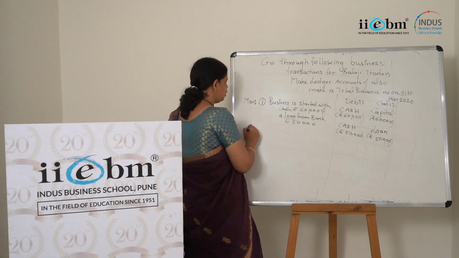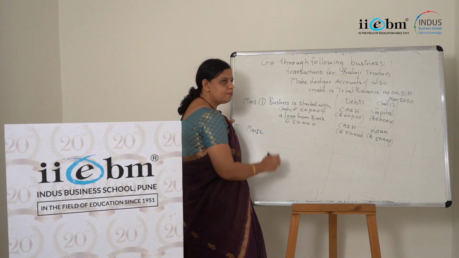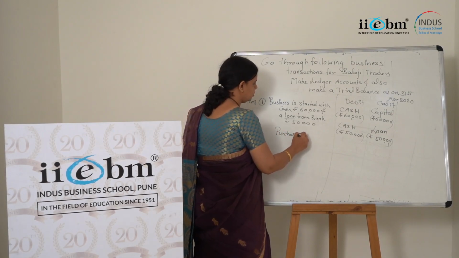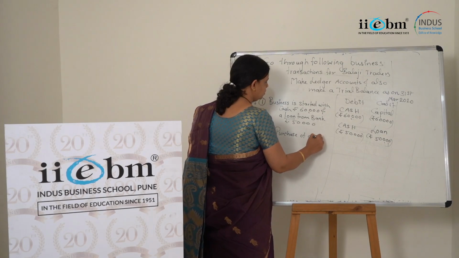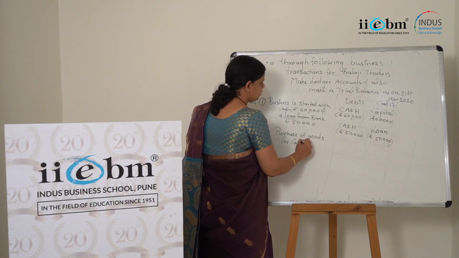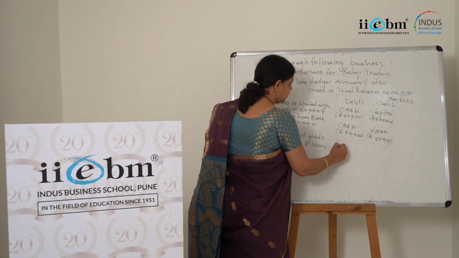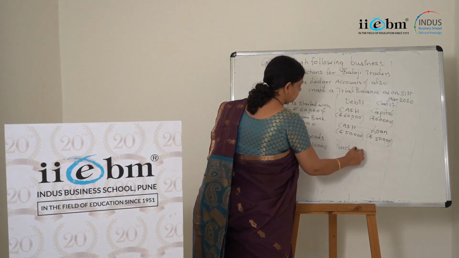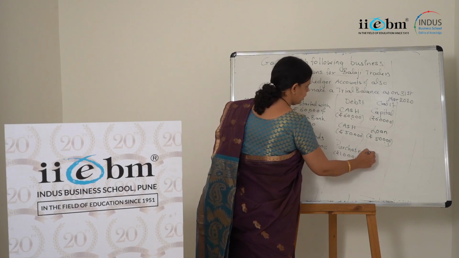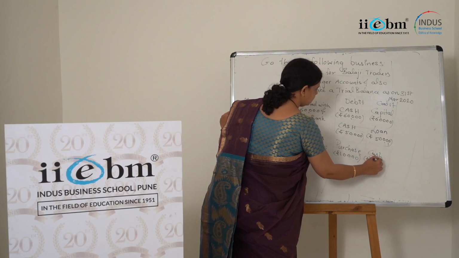Right? March 2, what is that? Purchase of goods for cash rupees 10,000. So what is debit? Purchase is debit. How much is the amount? 10,000. And cash credit, how much is the amount? 10,000, right?